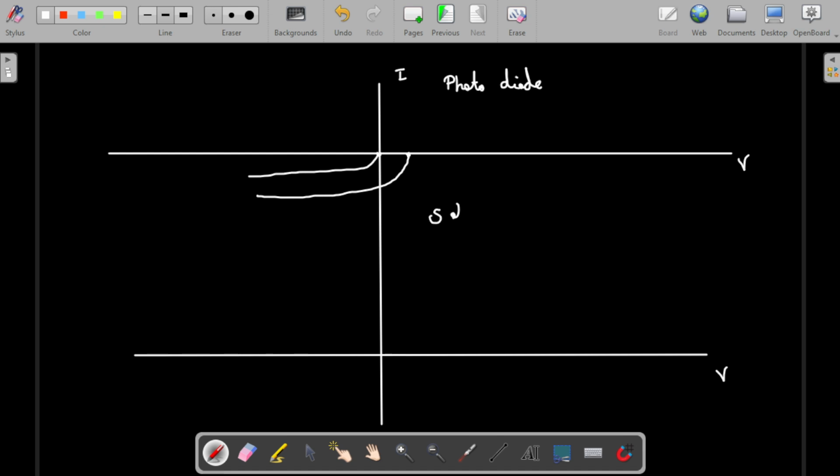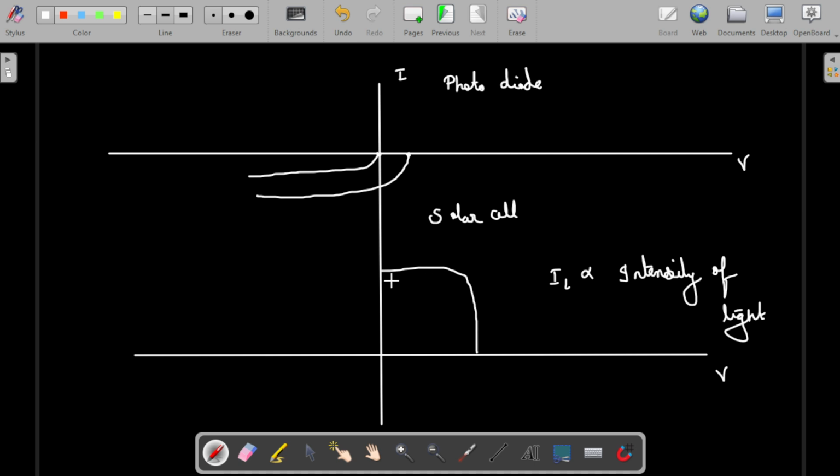For the solar cell, it will be quite different. It will start from here and end here, so the VI characteristic curve will be like this one. The IL will be directly proportional to the intensity of light. The graph will be quite similar to this one. These are all the conditions that we can take, and here we can match some criteria. Similar to the operating point we took earlier, here also there will be an operating point.